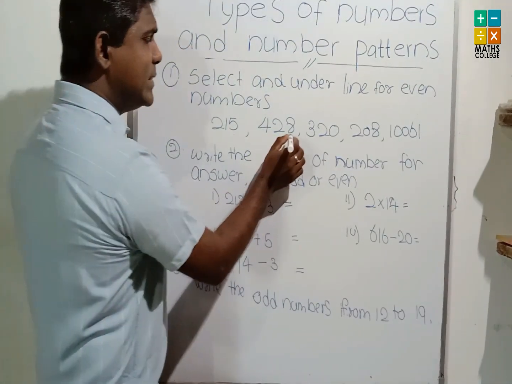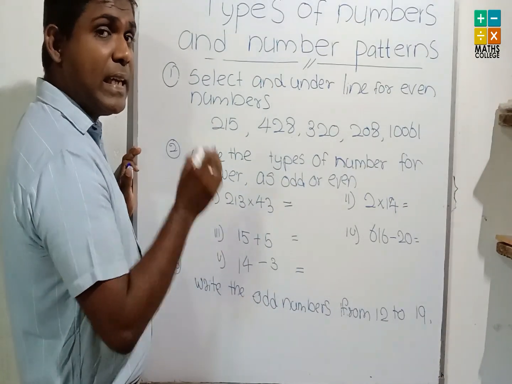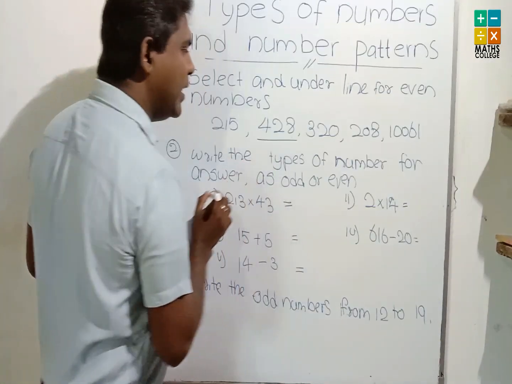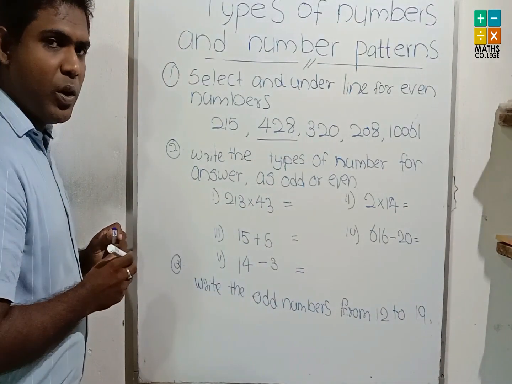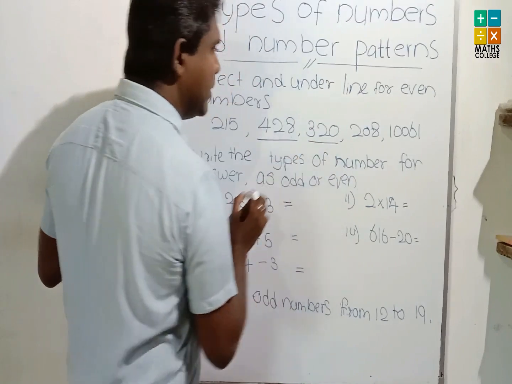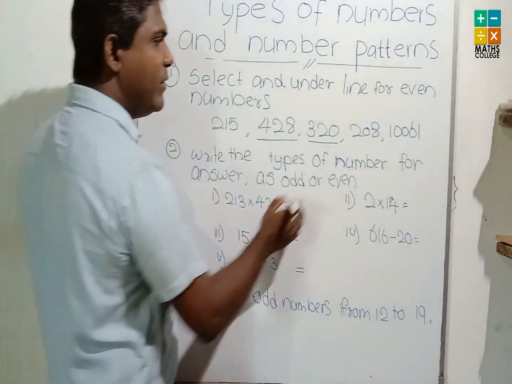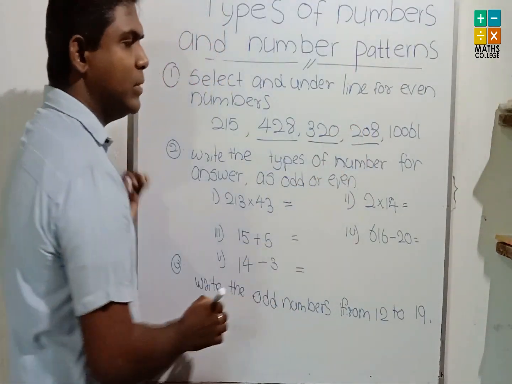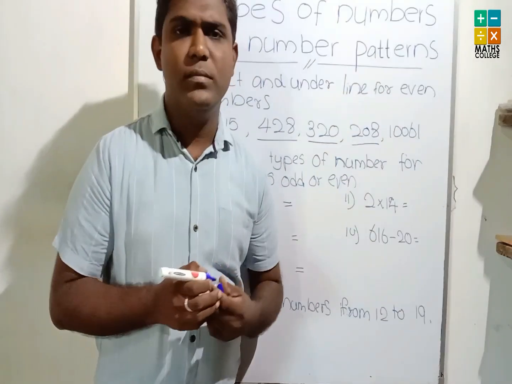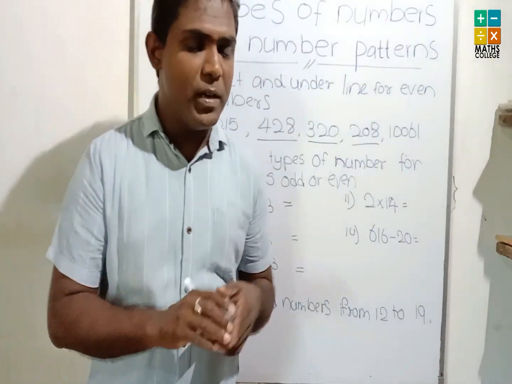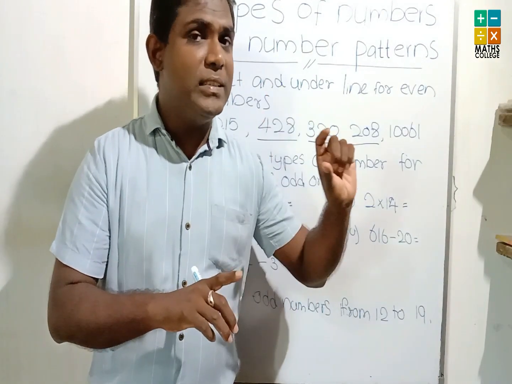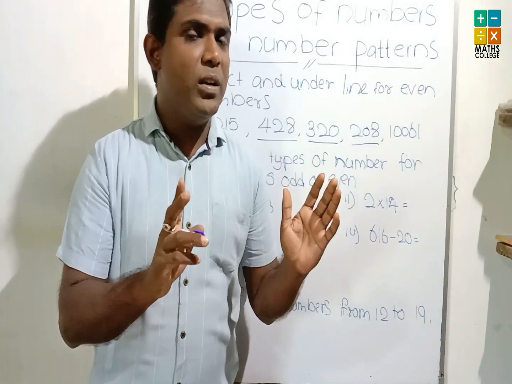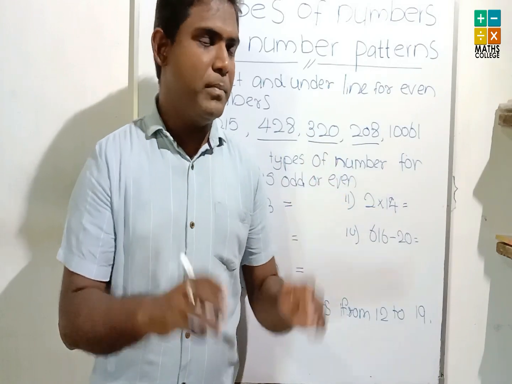428. The last digit is 8. Even number. Therefore this whole number is an even number. The last digit is 0, so this is an even number. The last digit is again 8, therefore even number. The last digit is 1. What type? Odd number. 1, 3, 5, 7 and 9 as the last digit. That number is called an odd number, not an even number.